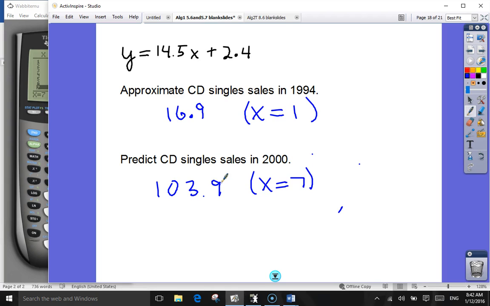Okay, when we found for 1994, that was like finding a value that was in the middle of the points that we put in there. That's called an interpolation. When we found for 2000, which was beyond our data, that's called extrapolation. We're extrapolating when we're trying to go beyond our data.